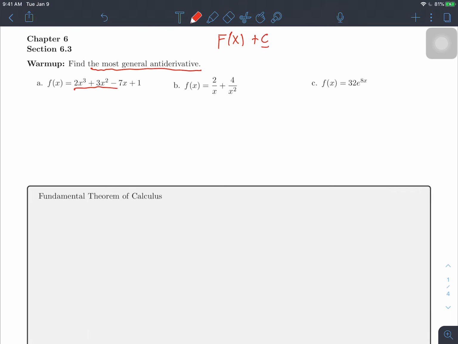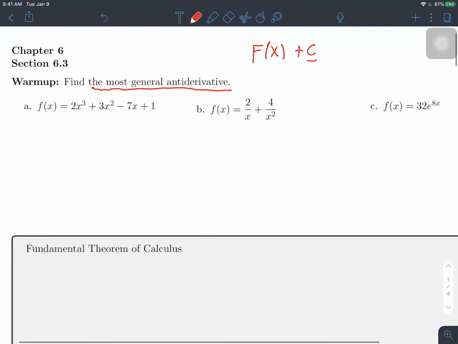So how are we going to do this first one? We want to find the antiderivative of 2x cubed plus 3x squared minus 7x plus 1. Let's handle each piece one at a time, because for finding indefinite integrals, the integral of a sum of functions is equal to the sum of the integrals of those functions. So we can treat each piece individually. Let's start with 2x cubed. Who can help me do the antiderivative?